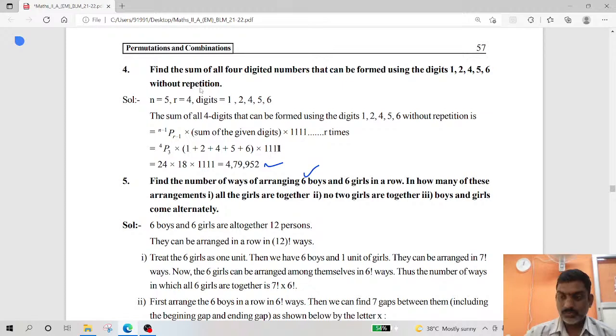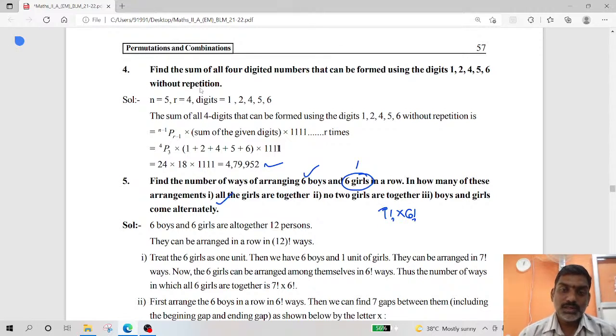Okay, so here we have 6 boys and 6 girls, so that all girls are together. So take these 6 girls as one set, and the 6 boys as one set each, so totally 7 factorial ways, times the 6 girls internally arranged in 6 factorial ways. This is the answer for the first question.